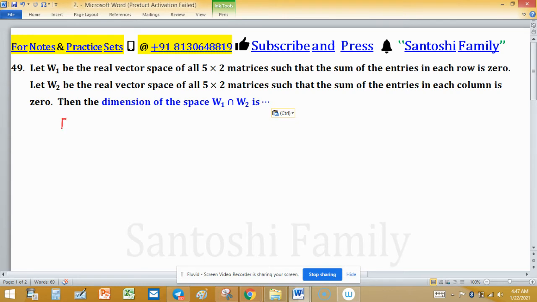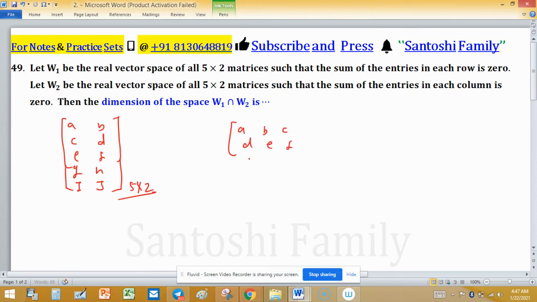As W1 or W2 has matrix size 5 by 2, it will look like A, B, C, D, E, F, G, H, I, J. This is the format of the elements either in W2 or in W1. Consider a 3 by 3 matrix A, B, C, D, E, F, G, H, I, and say the row sum is 0. It means A plus B plus C for the first row is equal to 0. All constituents sum to 0 in the first row.